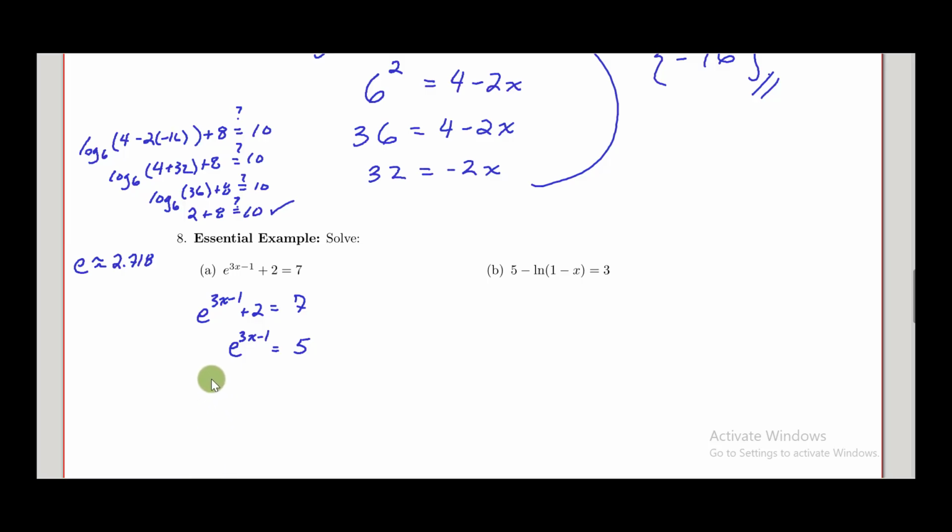So don't write this down just yet, folks. You might think that we're going to write the log base e of 5 is equal to 3x minus 1, but that's not quite right because we don't write log base e. So let's go ahead and try that again. Instead of writing log base e, this is what we'll write. We'll write the natural log of 5 is equal to 3x minus 1, and now we can solve for x.